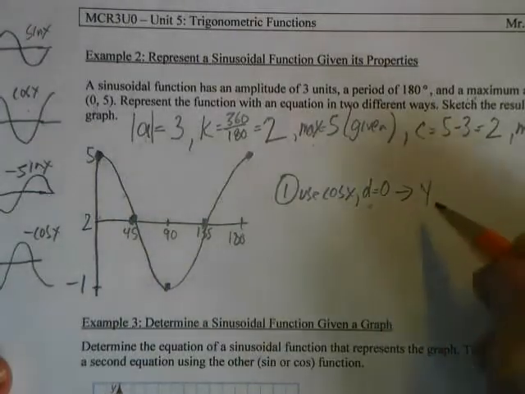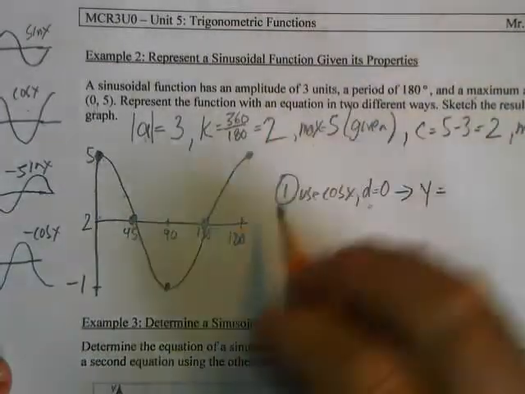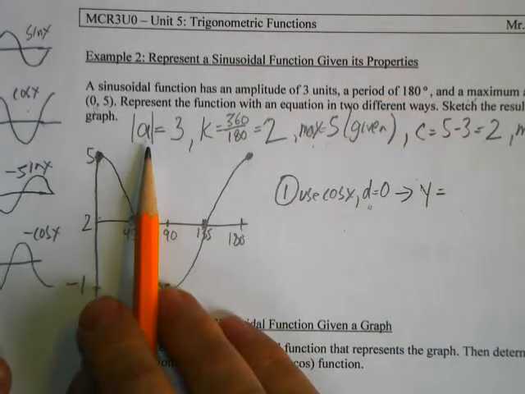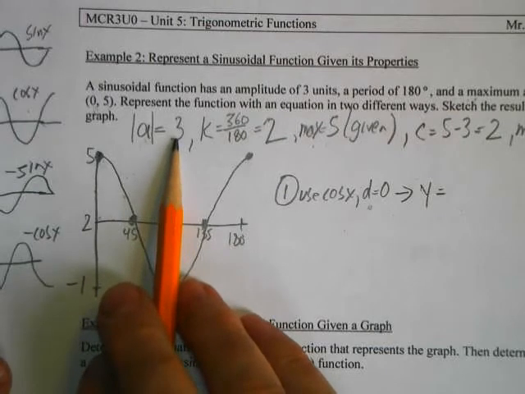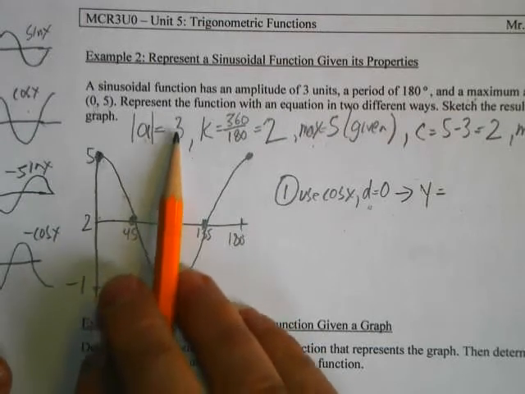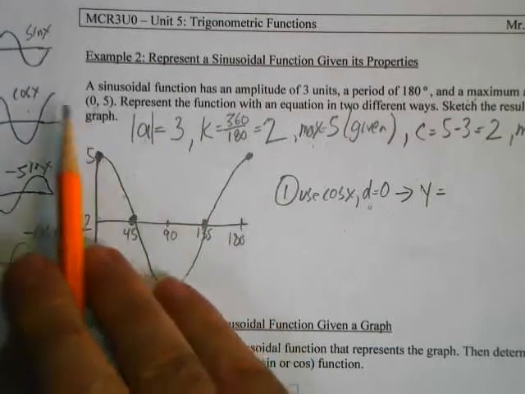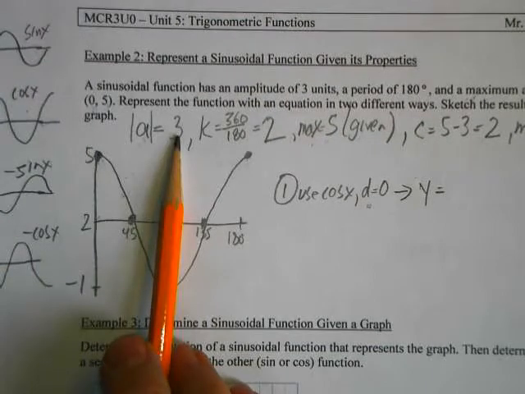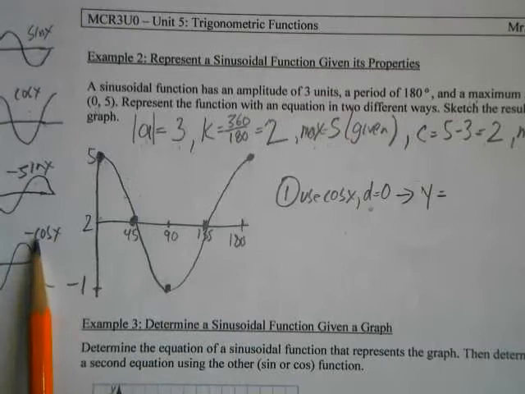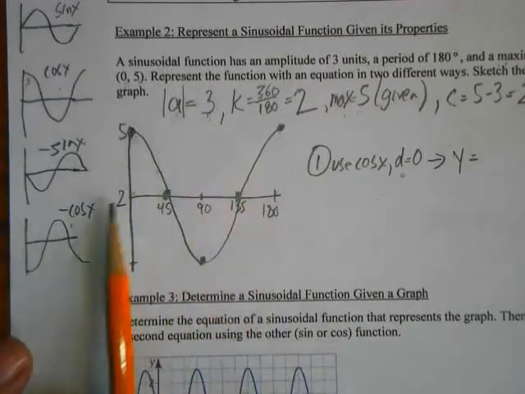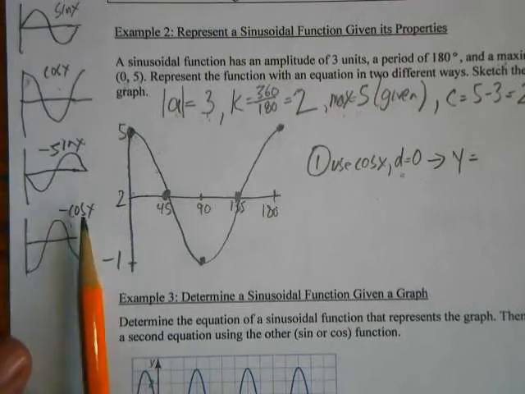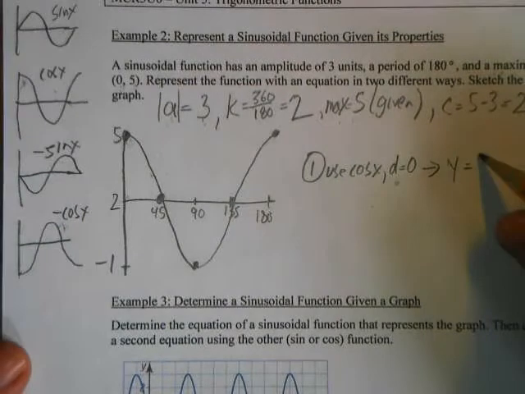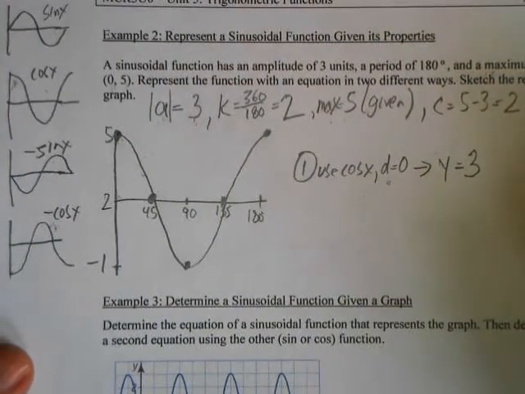Now about the absolute value of a equals 3, I said this could be 3 or negative 3. Whether it's positive or negative depends on which of these functions you pick. If you pick sine x or cos x, the 3 is positive. If you pick negative sine x or negative cos x, your 3 is negative. Basically, the negative sign moves to the front and applies to the a value. In this case, I'm just using cos x, so the 3 stays as a positive 3.